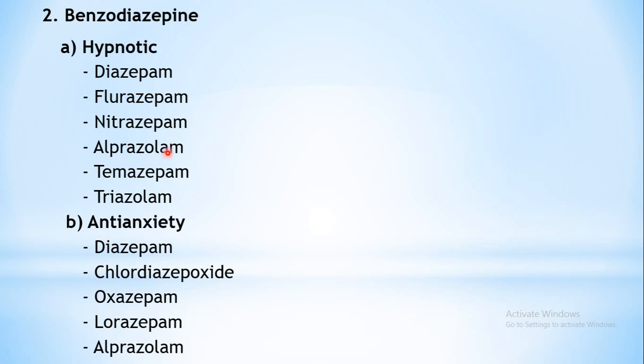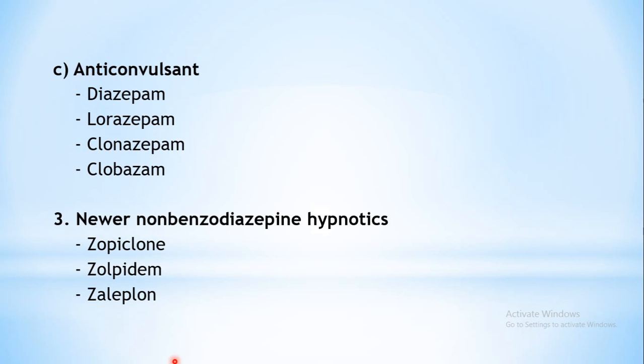Considering the first subclass, hypnotic benzodiazepines, the examples are diazepam, flurazepam, nitrazepam, alprazolam, temazepam and triazolam. The next subclass is anti-anxiety. Here the examples are diazepam, chlordiazepoxide, oxazepam, lorazepam and alprazolam. The third sub-classification under benzodiazepines includes diazepam, again, as it also has anticonvulsant property, lorazepam, clonazepam and clobazam. So this is to do with the benzodiazepines.